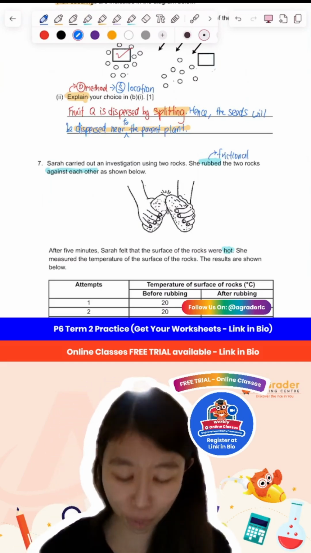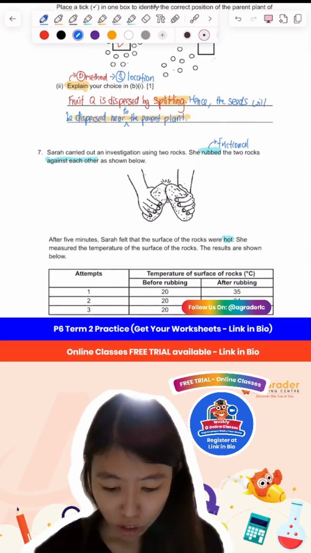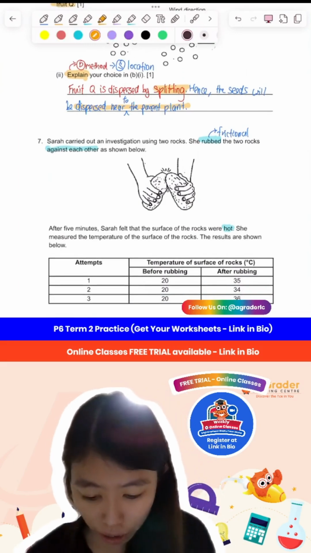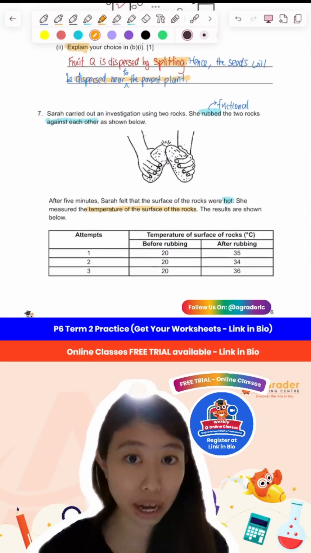Later, I'll tell you why I want you to know that there's friction. Okay, so over here, they already mentioned that the rocks were hot, and the person measured the temperature of the surface of the rocks. Okay, so based on this, let me go down.